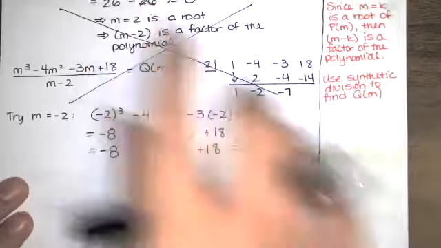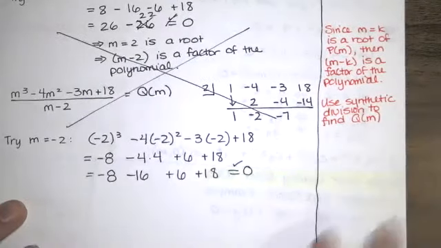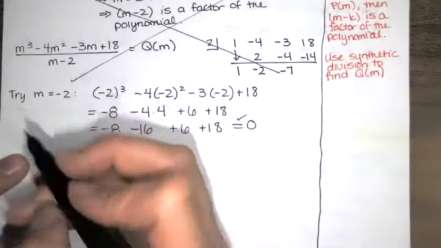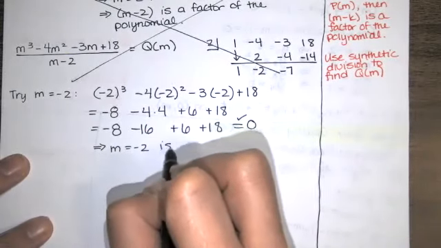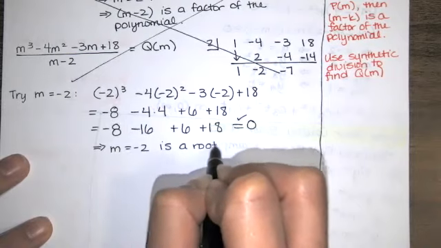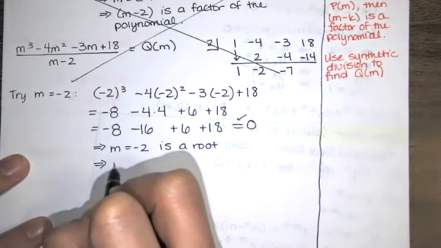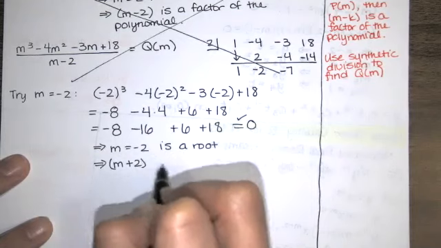I don't know how I made that arithmetic mistake earlier, but I did. This is when I wish I was in class so you guys could correct me when I make a mistake like that. So m equals negative 2 is a root. So that means m plus 2 is a factor.